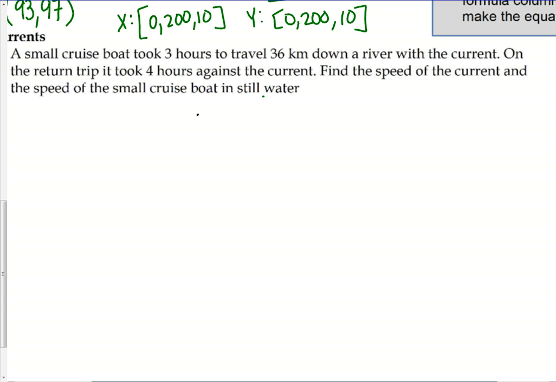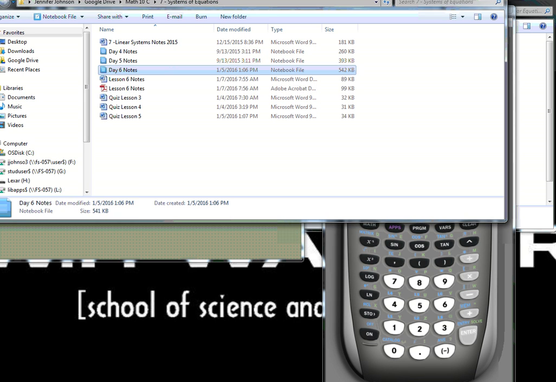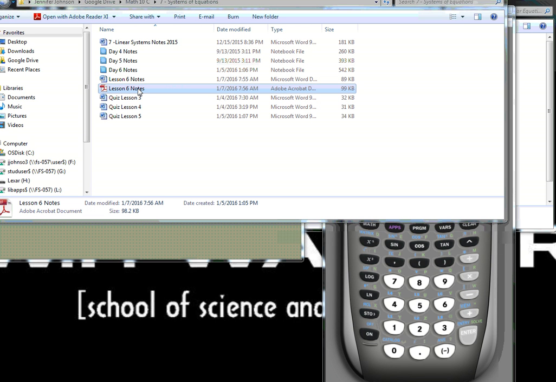Okay, a small cruise boat took 3 hours to travel 36 kilometers down a river. Oh, what happened? Shoot. One second. Something happened. I'll open it again.